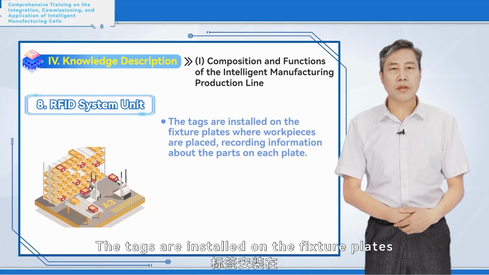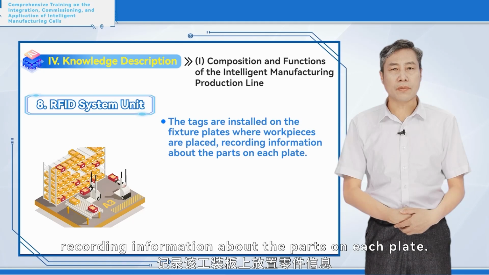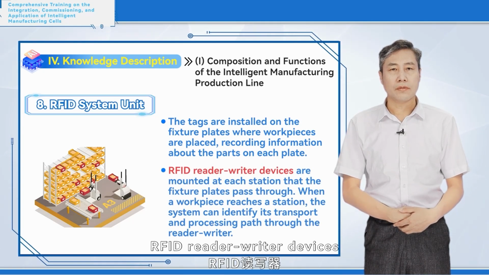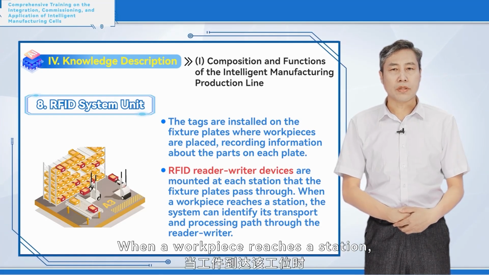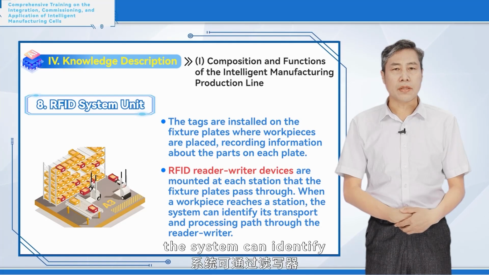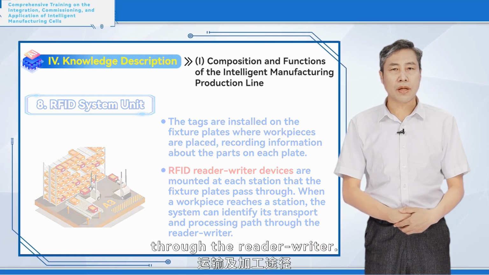The tags are installed on the fixture plates where workpieces are placed, recording information about the parts on each plate. RFID reader-writer devices are mounted at each station that the fixture plates pass through. When a workpiece reaches a station, the system can identify its transport and processing path through the reader-writer.